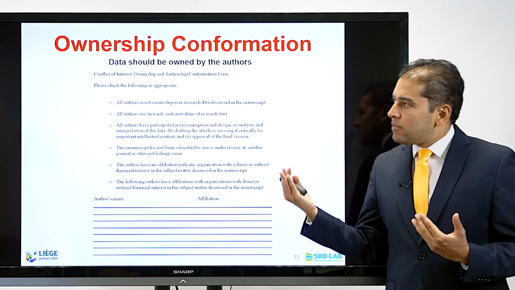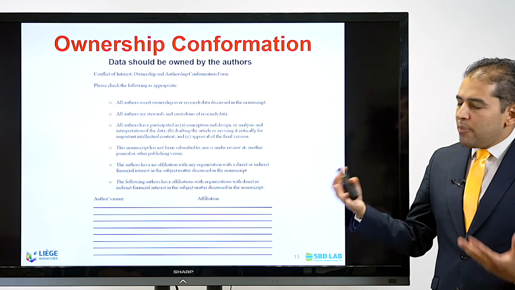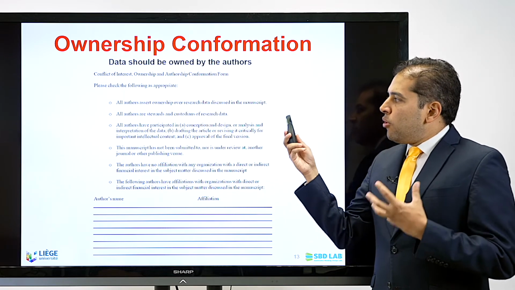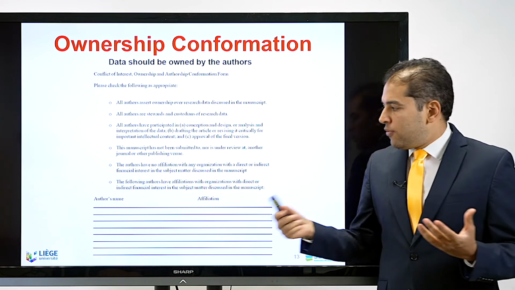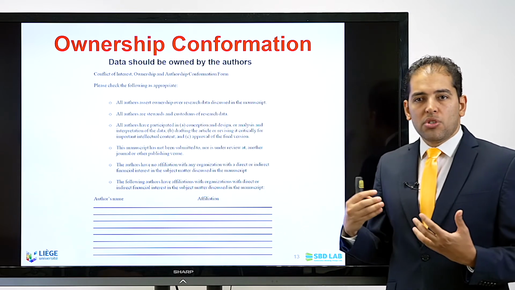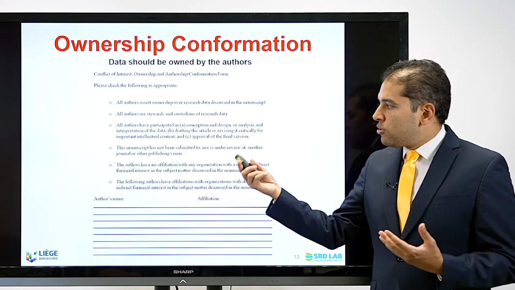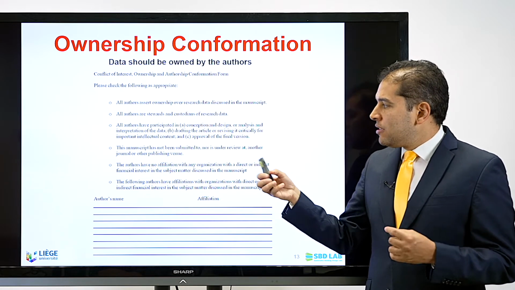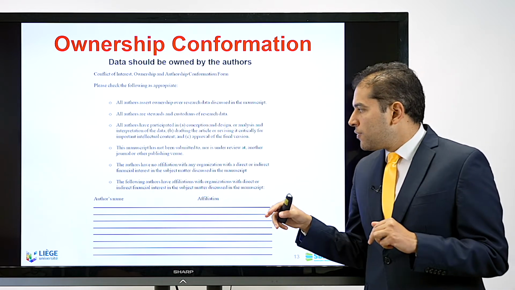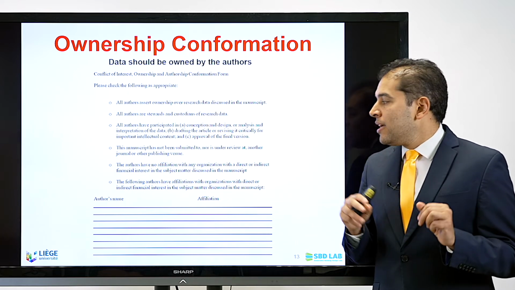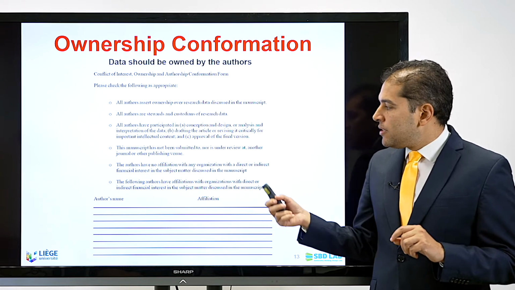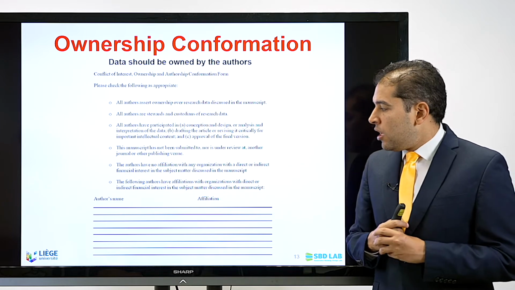You can just write a statement saying what the type of ownership of this data is. For example, you can say all authors assert ownership over research data discussed in the manuscript. This can be a form and they have to sign. Another option can be: all authors are stewards and custodians of the research data, and then they sign. You can have another form: all authors have participated in A, the conception and design or analysis and interpretation of the data, B, drafting the article or revising it critically for important intellectual content, C, approval of the final version, and this manuscript has not been submitted to, nor is it under review in, any organization.